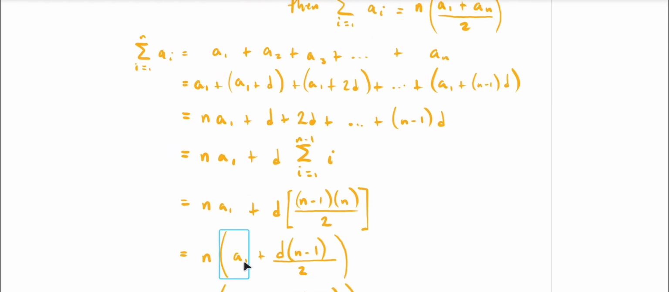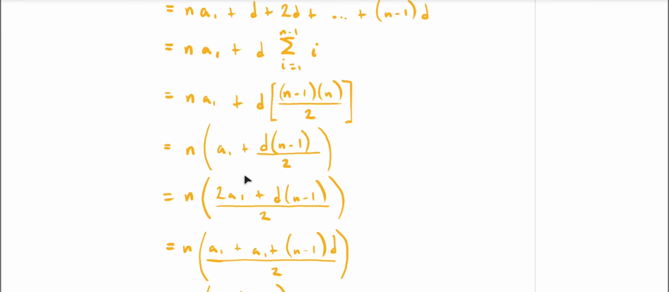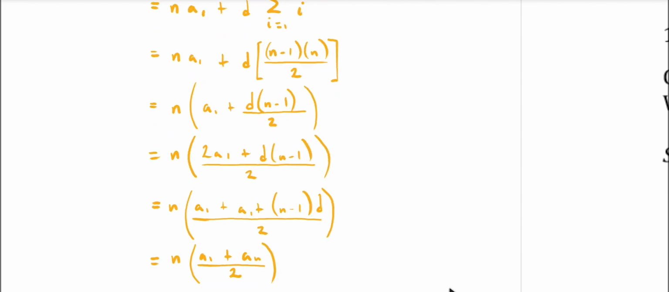And now, if I want to add these two expressions together, I could get like bases under my a1 by multiplying it top and bottom by 2 and combining it over a common denominator of 2. Let's split up this 2a1 into a1 plus a1, because that's going to let us see that the second term, a1 plus n minus 1 d, is just an. And that concludes the proof.